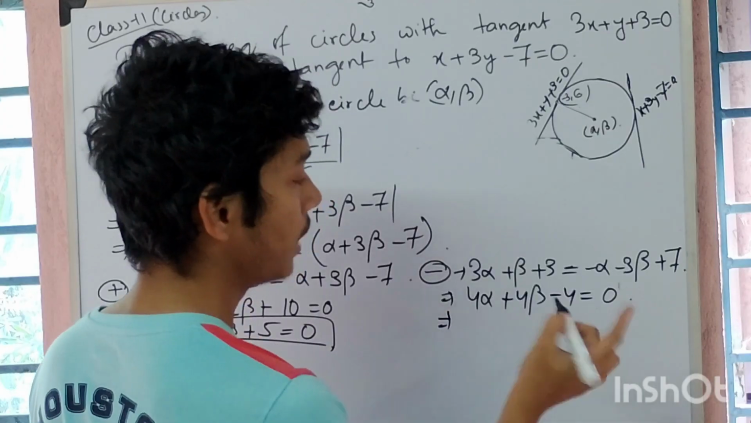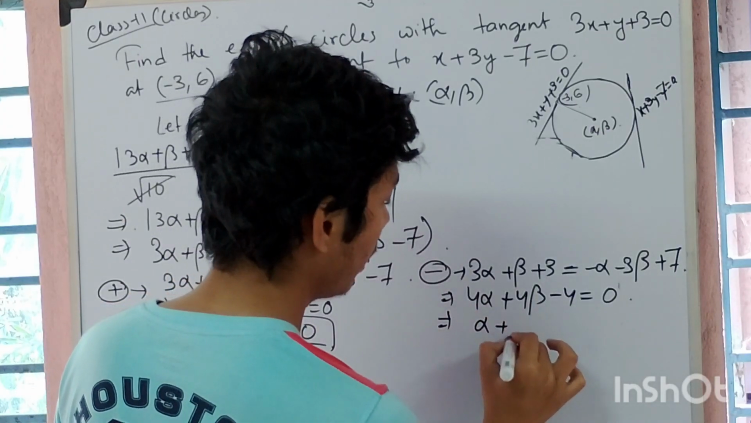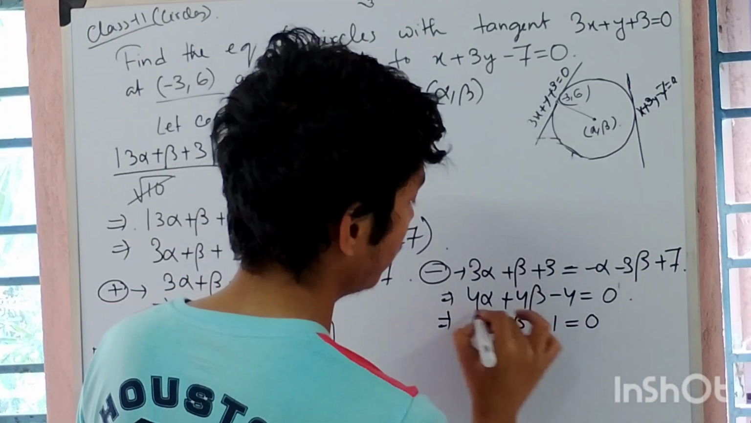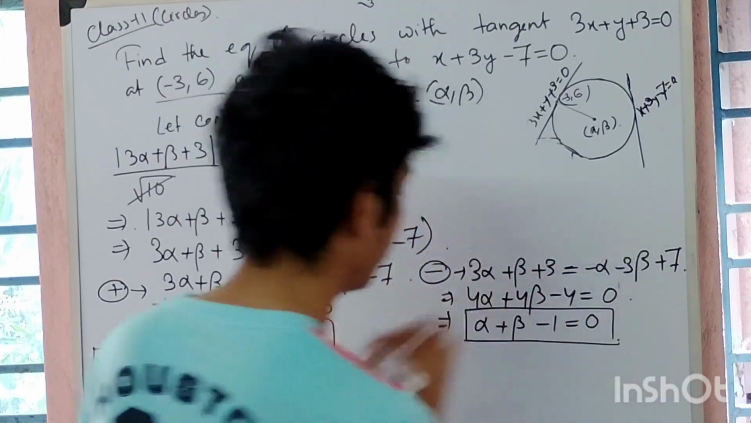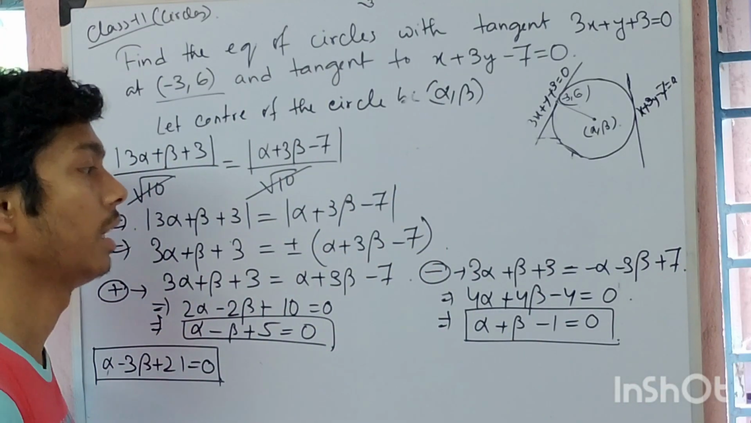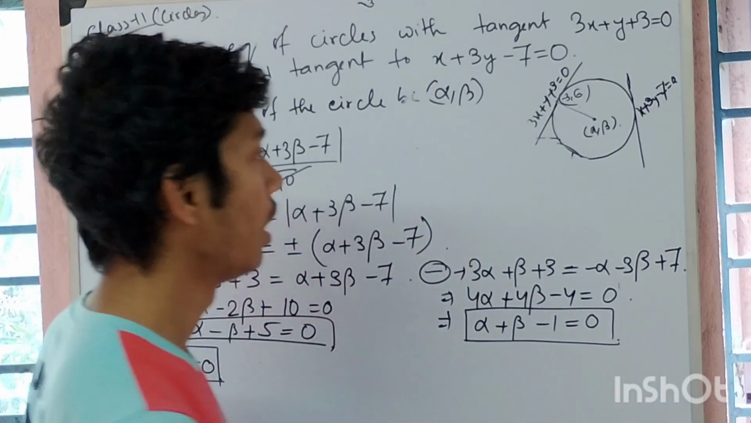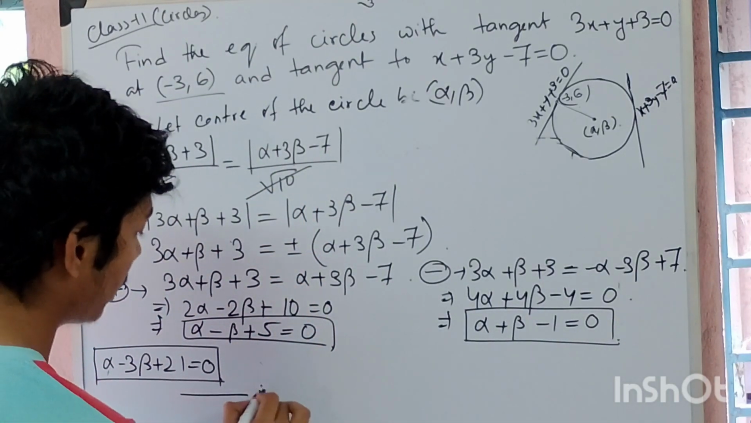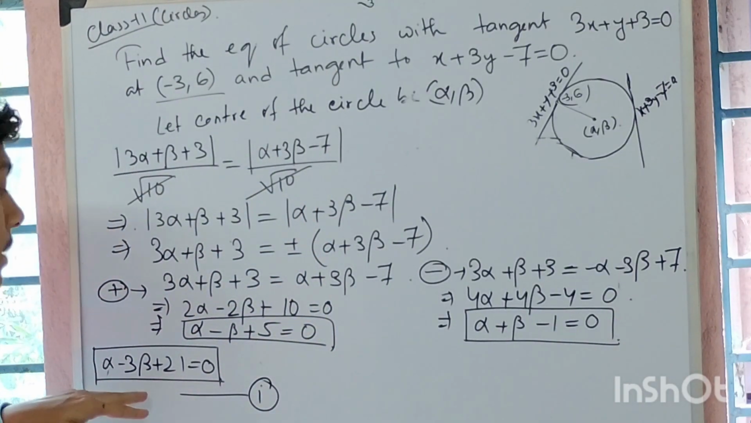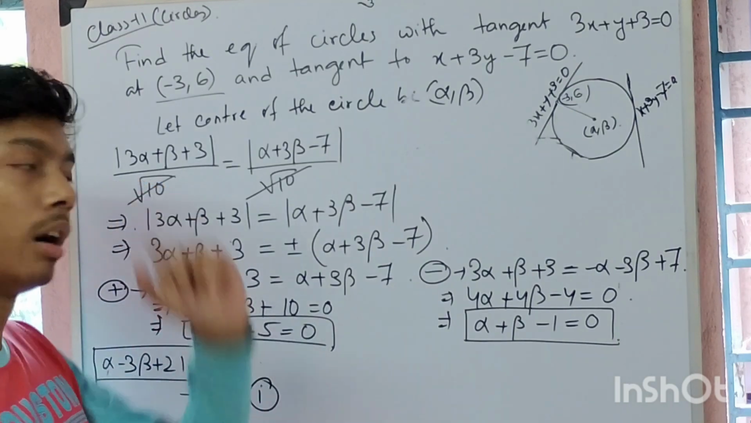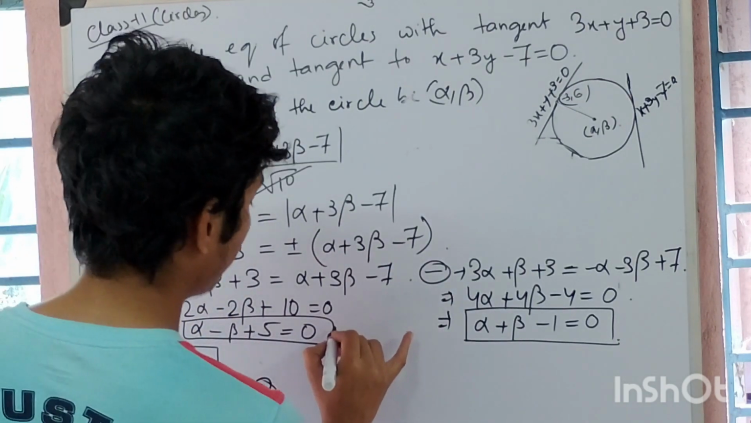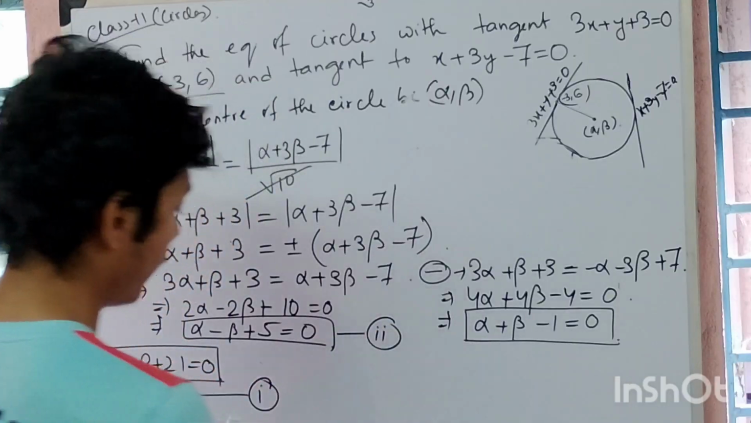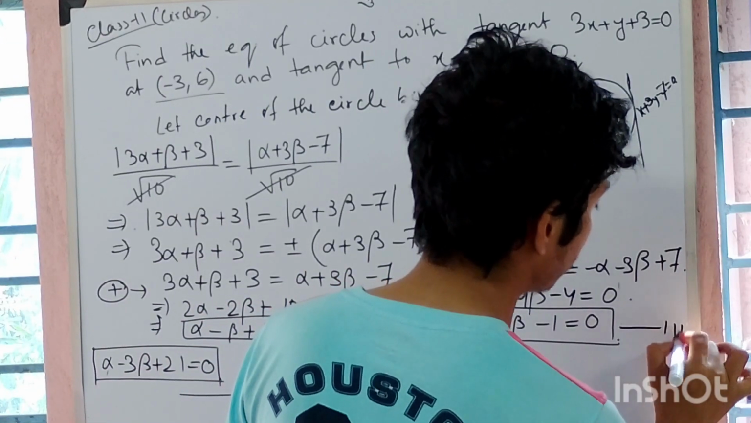So if I divide both sides by 4, it will be alpha plus beta minus 1 equals 0, and this is another equation regarding alpha and beta. Now there was an equation that I derived previously, and I am labeling it as 2. I have labeled it as 1, and I am labeling this one as 3.